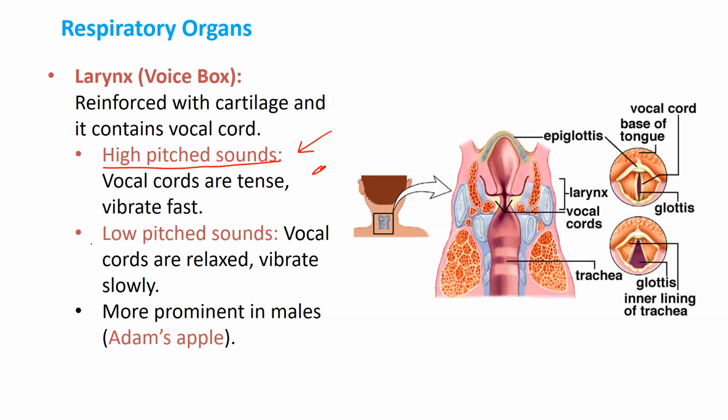Okay. And in case of low pitched sounds, what happens? The vocal cords are relaxed and vibrate slowly, right? That happens in the case of males. And the more prominent Adam's apple is found in the male. Okay. So this was the larynx.